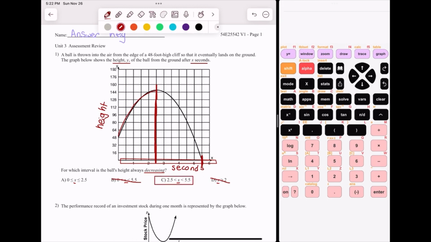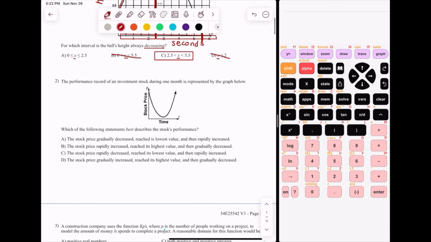Nice job. All right, let's look at the next one. The performance record of an investment stock during 1 month is represented by the graph below. Which of the following statements best describes the stock's performance? A. The stock steadily decreased. Good. Reached its lowest and then increased? Okay, maybe. The stock increased, then decreased? No. The stock decreased, then increased? Yes. The stock increased and then decreased? No. Okay. It definitely decreased, and then it definitely increased.